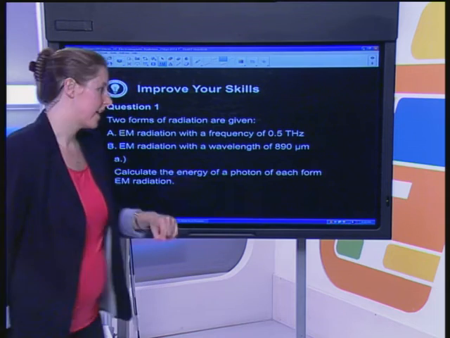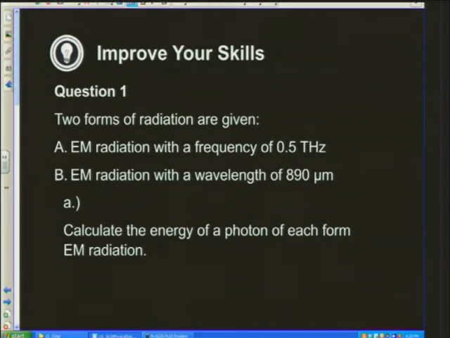Right now, let's do some more revision. So let's get going. 2 forms of radiation are given. A: EM radiation with a frequency of 0.5 T hertz. Well, what is that T standing for? That T is standing for terahertz.